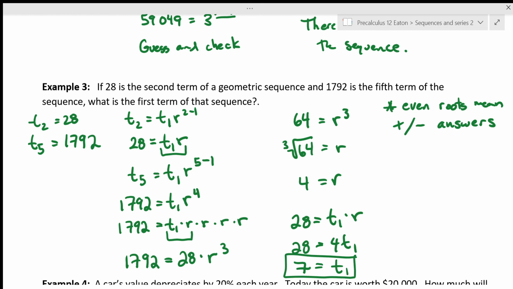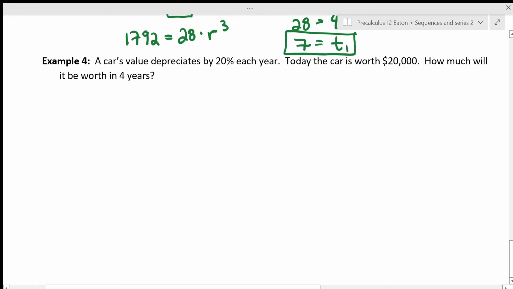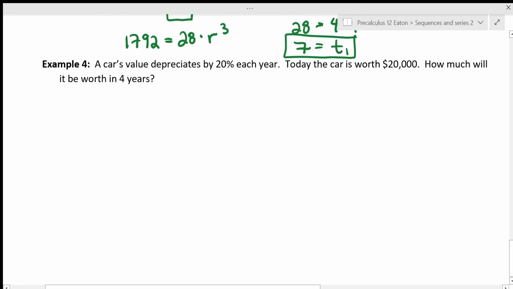Okay, last question. This may have some relevance to some of you if you happen to be a car owner. So we have a car's value depreciates by 20% each year. Today the car is worth $20,000. How much will it be worth in 4 years? So this is a little bit complicated. So when we're depreciating by a percentage, increasing or decreasing by a percentage creates a geometric sequence. We are decreasing by a percentage.